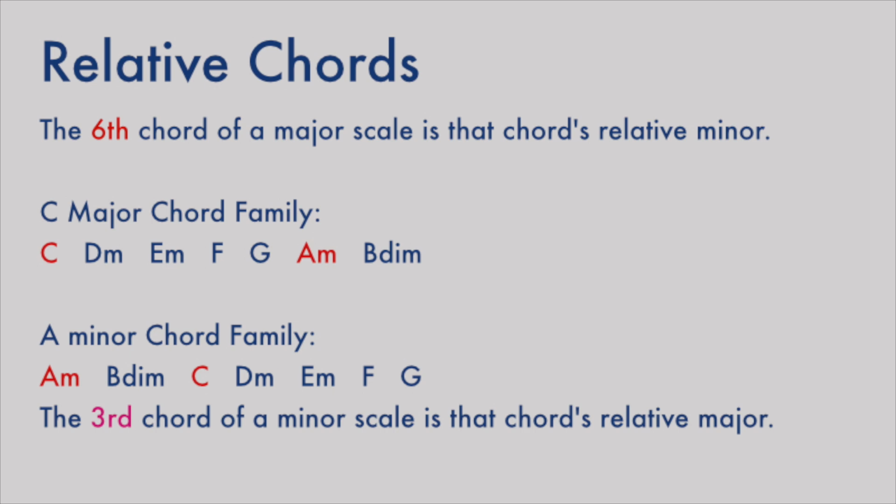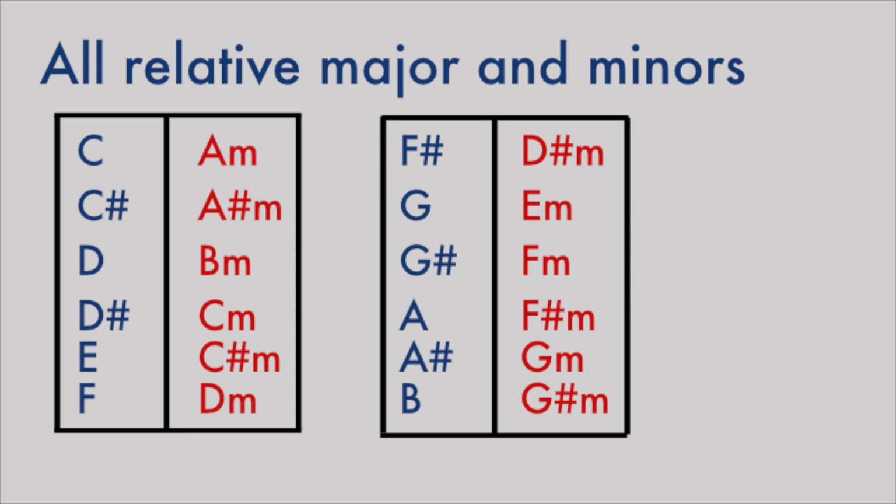To find out the minor chord family, we take that 6th chord and put it first, and then keep the same order of chords. So the A minor chord family is A minor, B diminished, C major, D minor, E minor, F major, and G major. Now we can see that the 3rd chord of a minor chord family is that chord's relative major. You can work out all relative major and minor chord families this way, but here's a complete list of major and minor keys which is helpful to remember or to use as a reference.